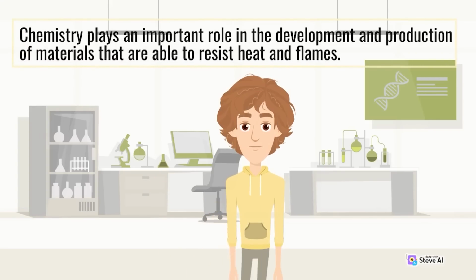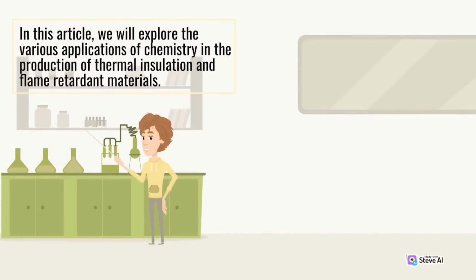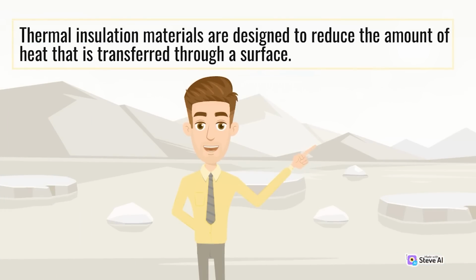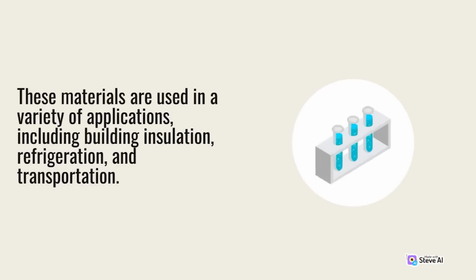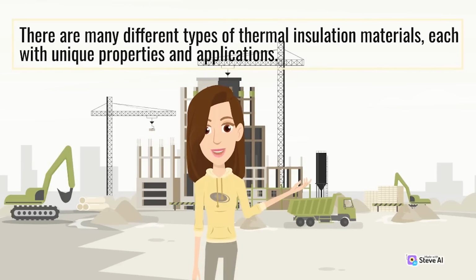Chemistry plays an important role in the development and production of materials that are able to resist heat and flames. In this article, we will explore the various applications of chemistry in the production of thermal insulation and flame retardant materials. Thermal insulation materials are designed to reduce the amount of heat that is transferred through a surface. These materials are used in a variety of applications, including building insulation, refrigeration, and transportation. There are many different types of thermal insulation materials, each with unique properties and applications.